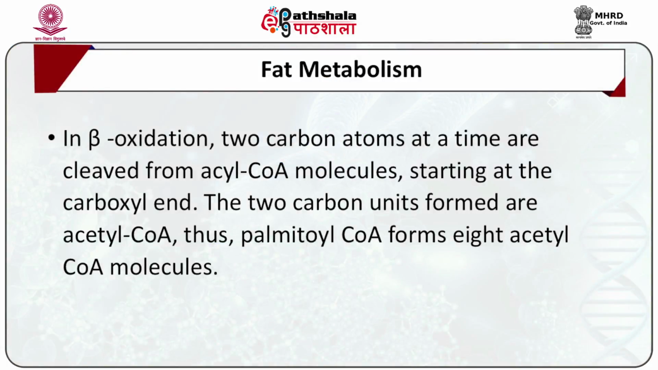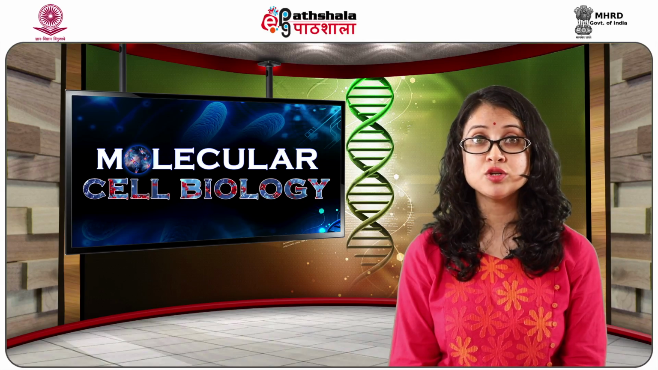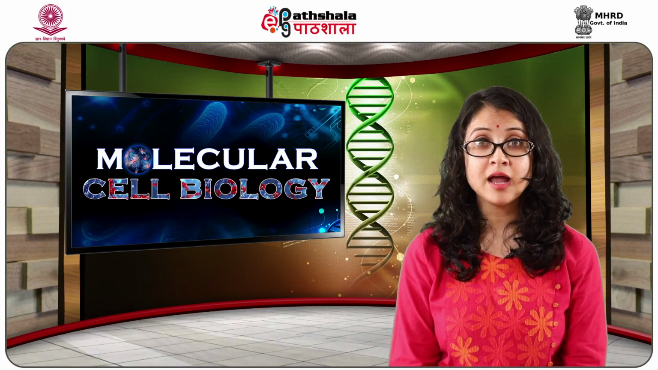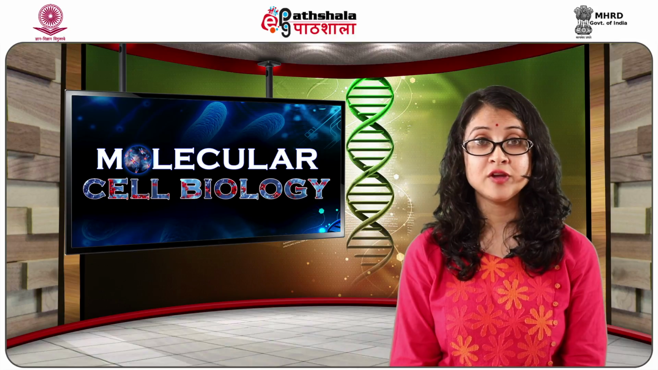In beta oxidation, 2 carbon atoms at a time are cleaved from the acyl coenzyme A molecule, beginning at the carboxyl end. The 2 carbon units produced are acetyl coenzyme A, thus palmitoyl coenzyme A forms 8 acetyl coenzyme A molecules. The primary step in the process is the elimination of 2 hydrogen atoms from the second and third carbon atoms, catalyzed by acyl coenzyme A dehydrogenase and requiring FAD. This results in the formation of enoyl coenzyme A and FADH2.